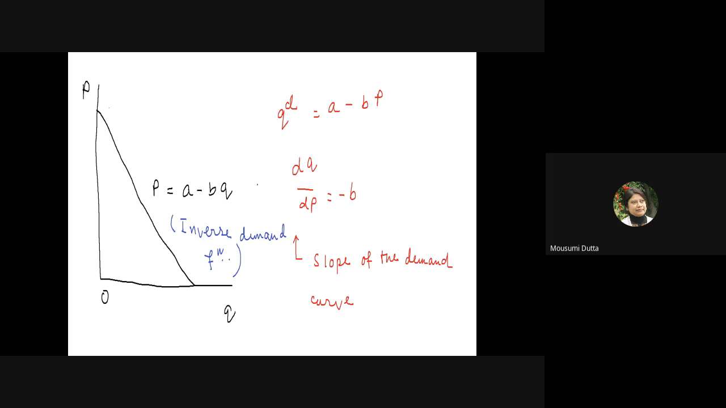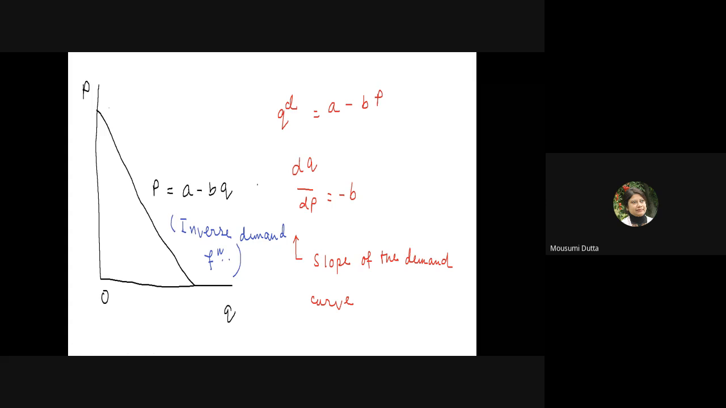More specifically, if we consider a linear demand curve, we can present it as QD is equal to A minus BP. We are considering a linear functional format. In general, it is a function of P. However, if we consider a specific linear format, we can present it as A minus BP. Then the slope of the demand curve, dQ by dP, is minus B. So the slope of the demand curve is negative.